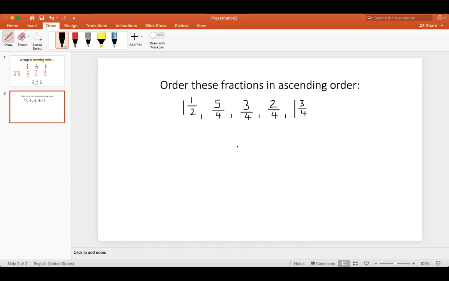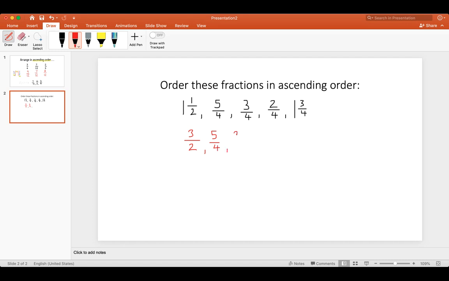So the first thing you need to do is turn your mixed fractions into improper fractions. And you should remember how to do this from the work we did last week. So the whole by 2, so 1 times 2 equals 2, plus the 1 equals 3. And we keep the denominator the same. So we've got 3/2. We can keep 5/4 as it is. And yes, that is a top-heavy fraction.